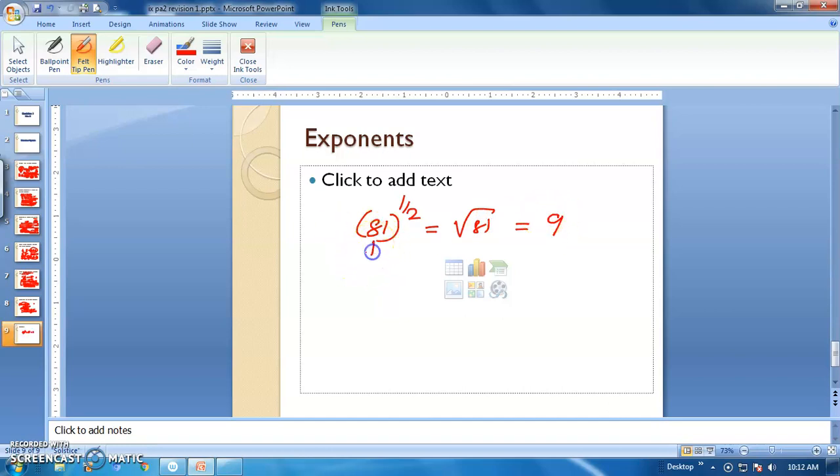Or we can write this one in another way. The factors of 81 is nothing but 9 square and whole power 1 by 2. When a power is over another power, we should multiply the powers. So this 2 gets cancelled, equal to 9 to the power 1, equal to 9. So both are the same answer only. Both are different methods. Here you found the root, here you used the exponential formula. That's it.